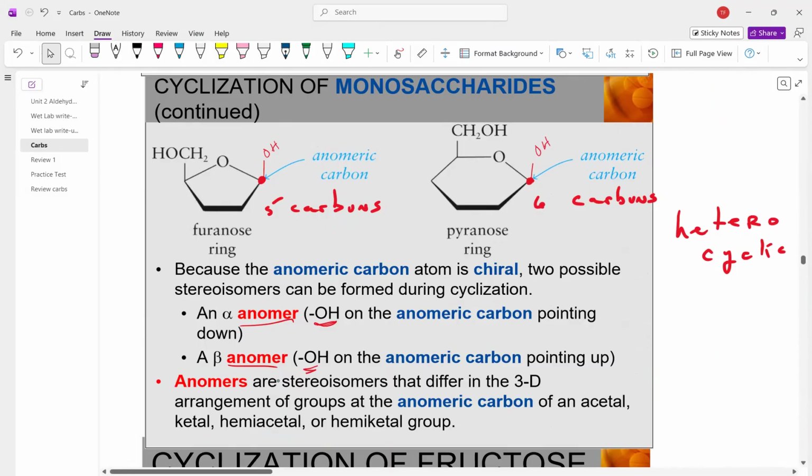Okay, there's yet another term for isomers. Anomers. Anomers differ in which way the anomeric carbon is located.